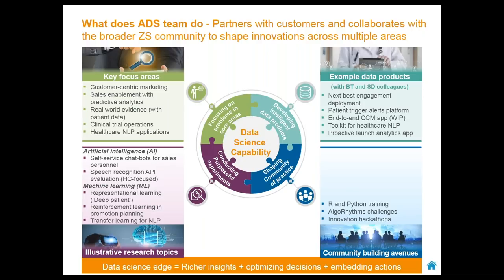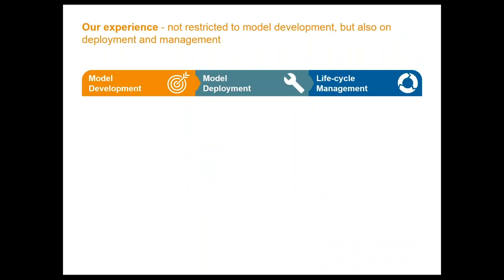And we also shape the community of practitioners at ZS. While we are a group of about 50 plus data scientists, we are a broader group of about 1,000 individuals across the globe that does analytics and analytical technology related work. And so we shape that community that does this type of work by conducting R and Python training, by running challenges and hackathons with them.